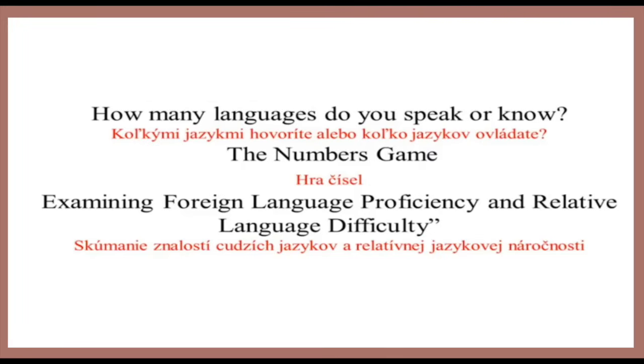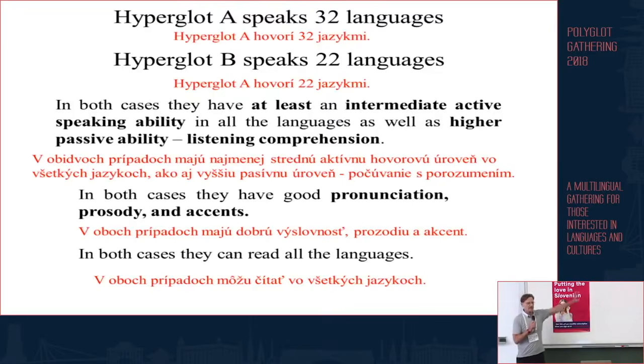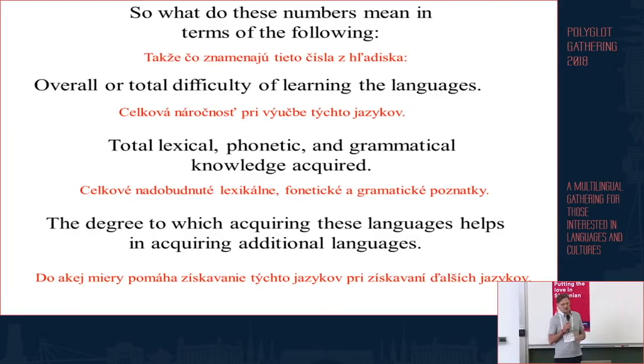This is actually a very difficult question to answer, so I'm going to start off with an example here. We have Polyglot A and Polyglot B. Both of them speak this number of languages, at least at intermediate level, and they have good pronunciation, prosody, and accents, and they can read all the languages. So what do these numbers mean in the following terms?